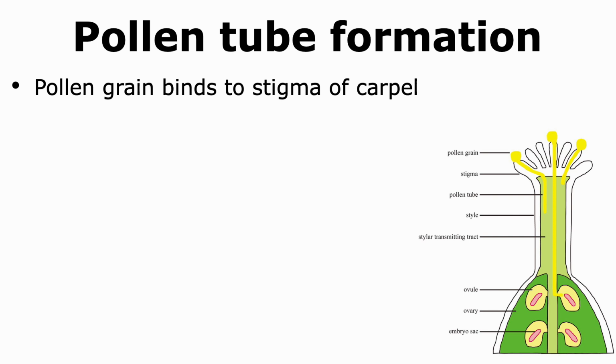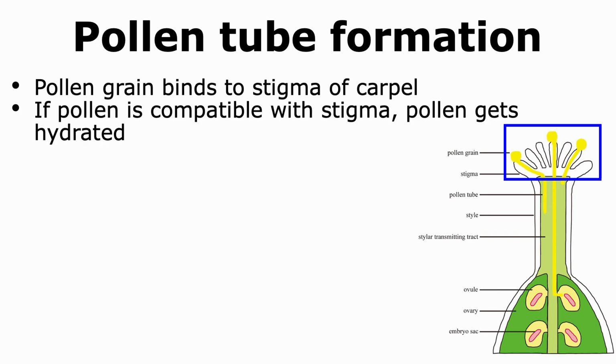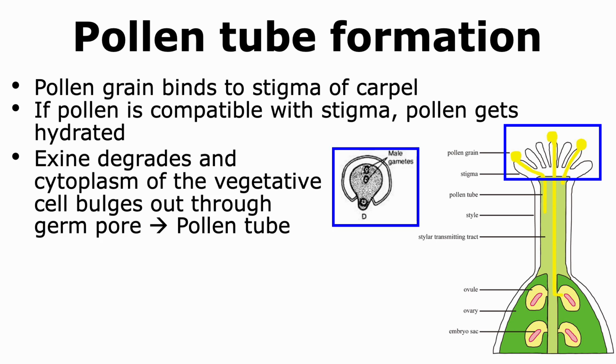Once the pollen grain is deposited on the carpel, it binds to the stigma of the carpel, which tends to be sticky. There is a compatibility check, and if the pollen is compatible with the stigma, the pollen gets hydrated. This hydration of the pollen is important because it allows for the degradation of the coat that's surrounding the pollen, which is the exine. As the exine degrades, the cytoplasm of one of the 3 cells present in the pollen grain, which is called the vegetative cell, starts coming out of the germ pore to form a pollen tube.